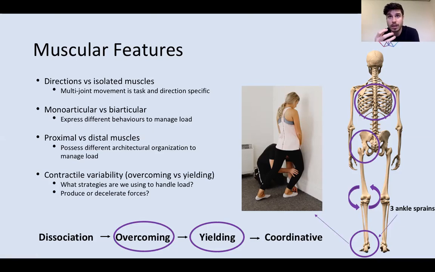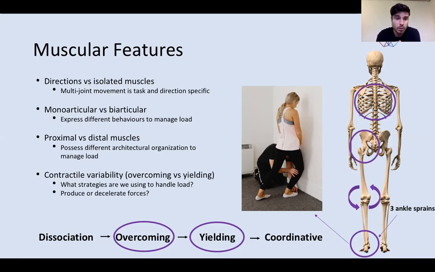So we essentially, and you'll see this a lot in the research, where when clients have a history of ankle issues, they'll lose the capacity to express an ankle strategy, and they may over rely on hip strategies to manage our mass as we move.